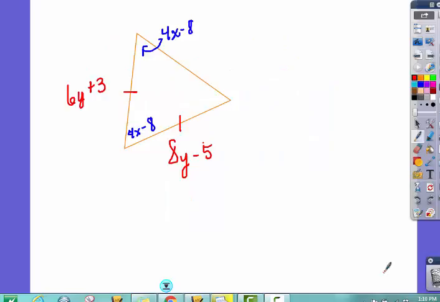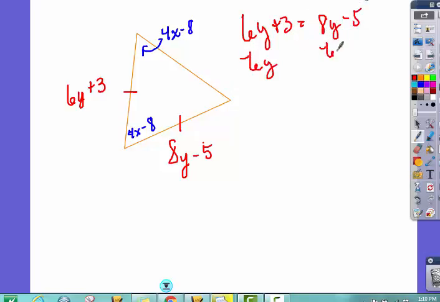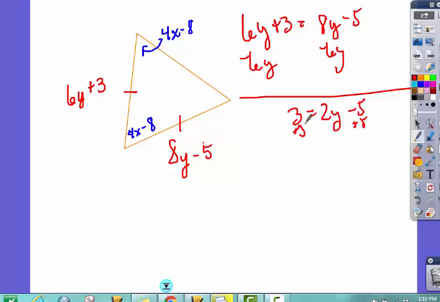Here we have a triangle that we know is isosceles because we have the two marks on the side here and over here. Because of that, I can automatically put the 6y plus 3 equal to 8y minus 5. Move the 6y. 3 equals 2y minus 5. Add 5. So 8 equals 2y, and y equals 4.